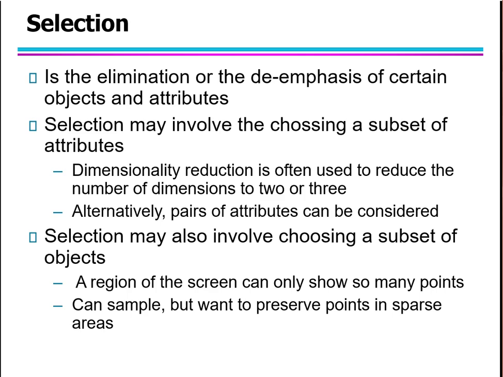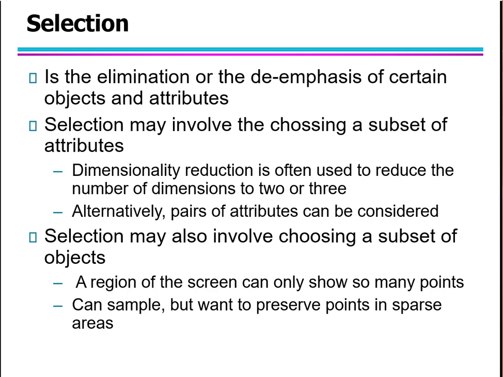Selections. Selection involves the elimination or the emphasis of certain objects and attributes. This might include choosing a subset of attributes to focus on, often through dimensionality reduction to reduce the number of dimensions to 2 or 3 that can be easily visualized. Alternatively, we might consider pairs of attributes. Selection can also involve choosing a subset of objects using a region of the screen.